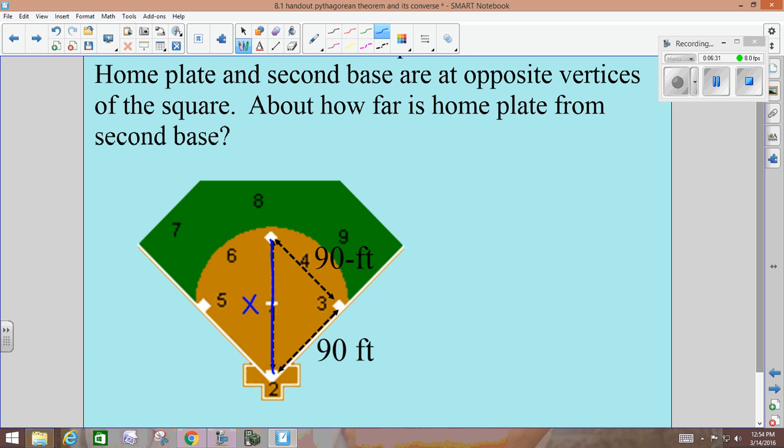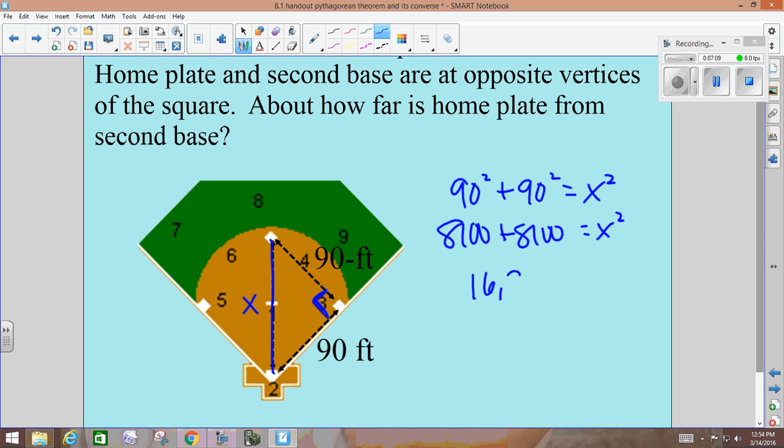Well, if the four bases make a square, then what kind of angle is formed at each base? A 90-degree angle. Good. So my square, when I throw that diagonal in there, becomes a right triangle. So what can I use to find that side length? Pythagorean theorem. Sorry, thanks for trying. So then 90 squared plus 90 squared would equal x squared. 8100 plus 8100 equals x squared. So 16,200 would equal our x squared value.